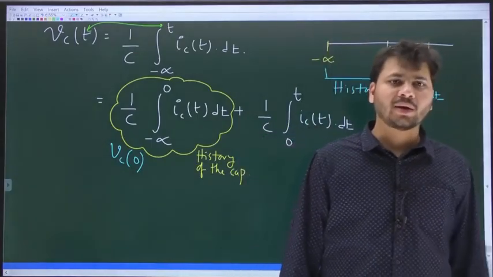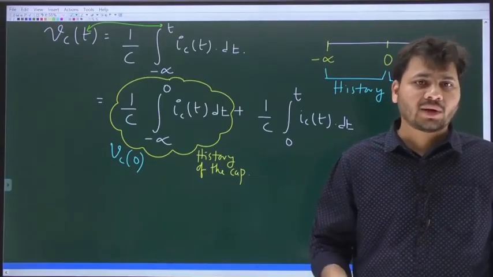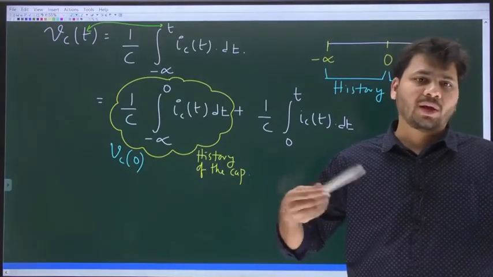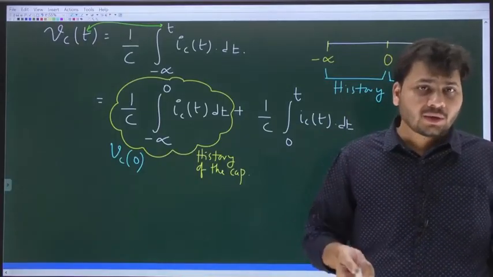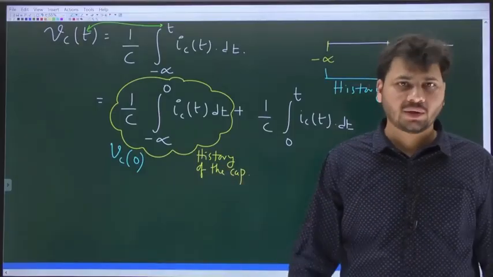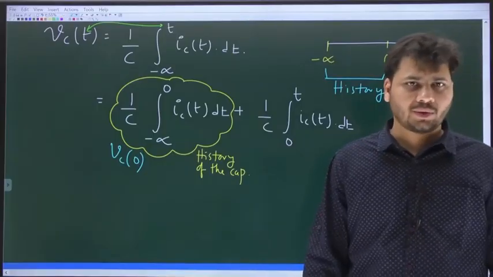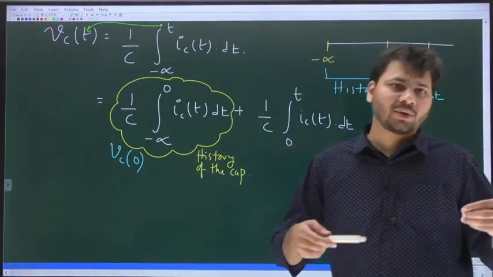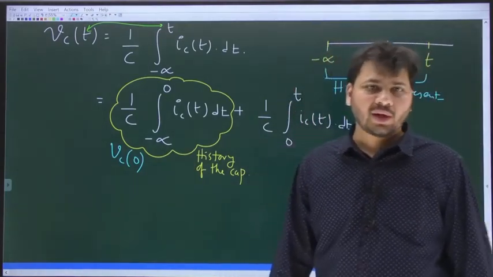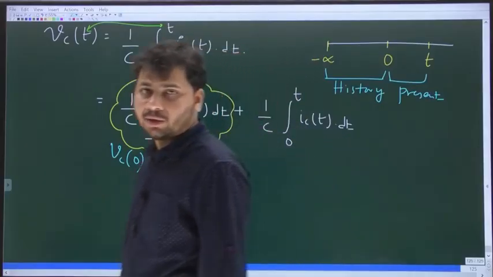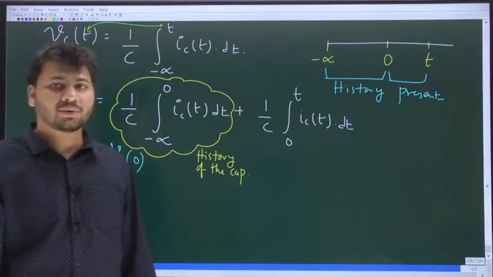When is our circuit starting? Our circuit is starting at t equal to 0. So when the circuit is starting, the voltage across the cap will have some value. That value, the voltage across the cap when the circuit starts, is Vc of 0, because Vc of 0 is the voltage across the cap at t equal to 0. And t equal to 0 is also the instant when the circuit will start. So from now onwards, Vc of 0 will be called the initial voltage across the cap, assuming the circuit starts at t equal to 0.